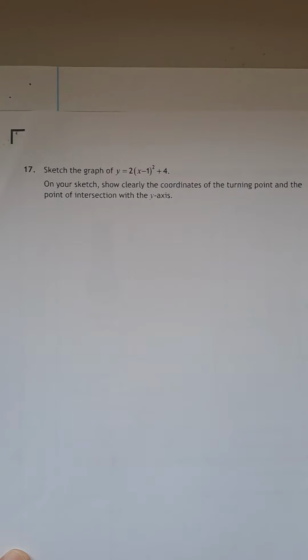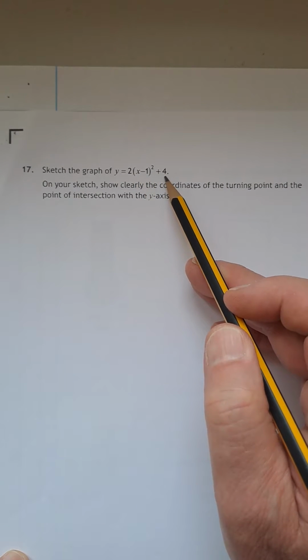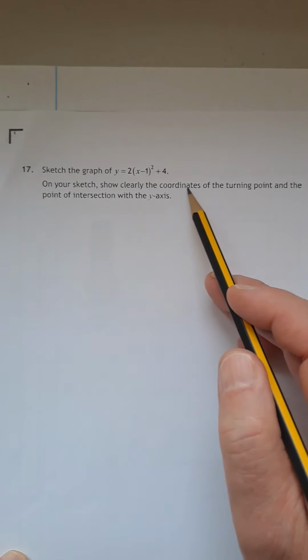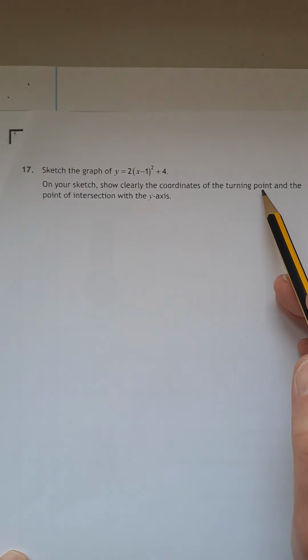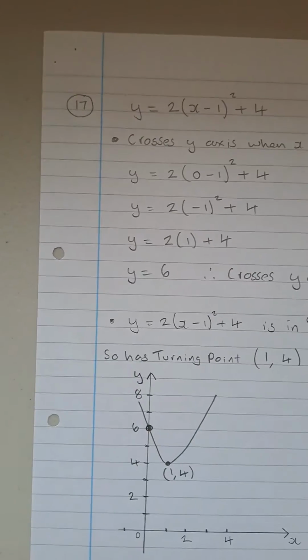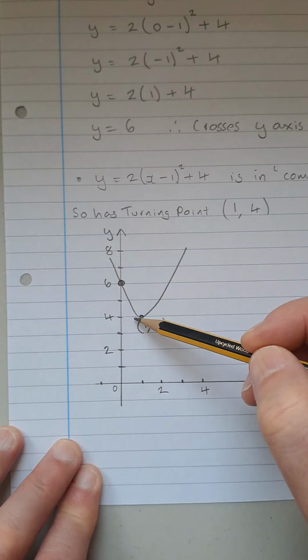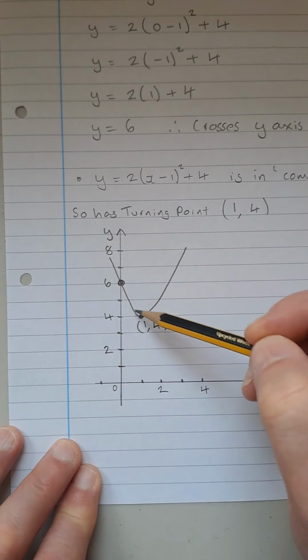We have to sketch the graph of y equals 2(x − 1)² + 4. We have to show clearly the coordinates of the turning point and the point of intersection, or where it crosses the y-axis. Just to make it clear, the turning point, as you can see from my sketch, is where it stops going down and starts going up like that.